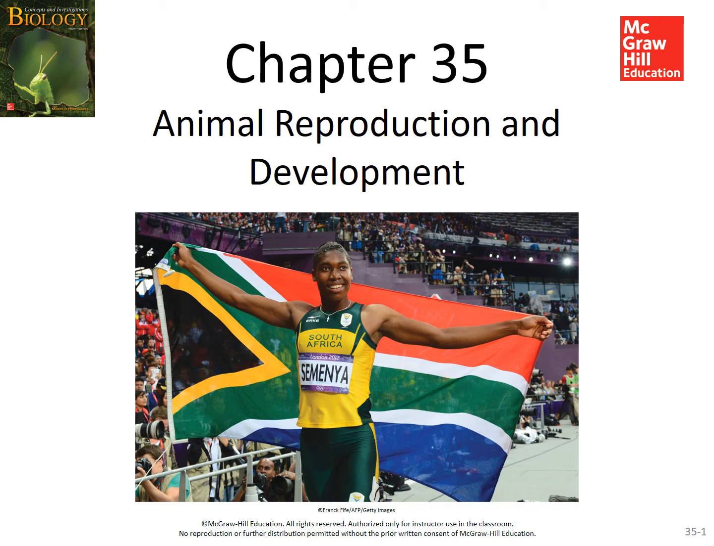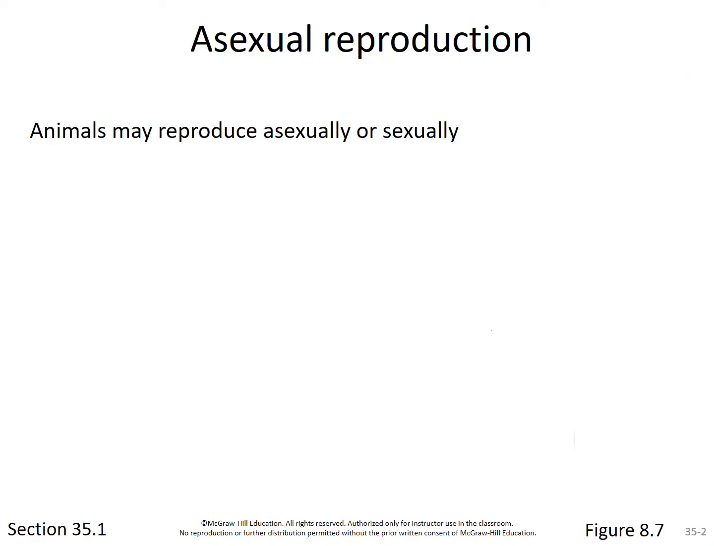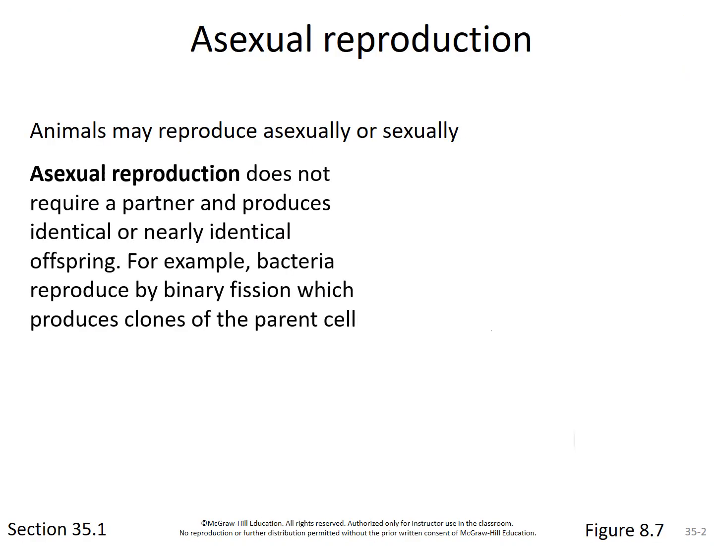In this chapter, we'll talk some about animal reproduction and development, but most of what we're going to do over the next two videos is to talk about the human reproductive system. So animals can reproduce asexually or sexually.